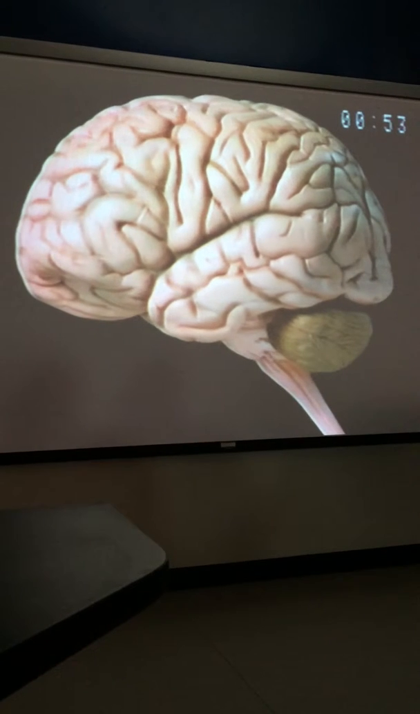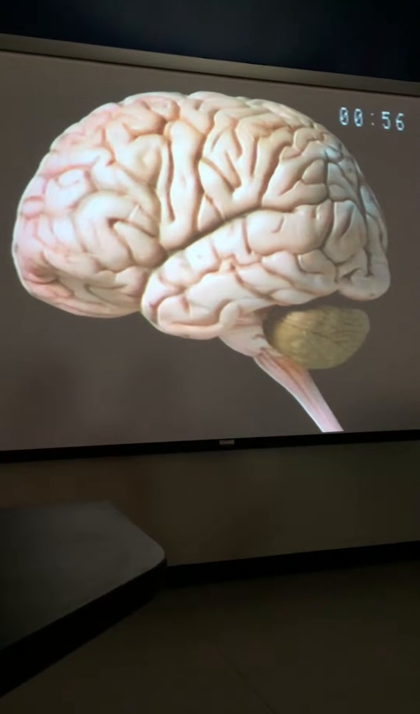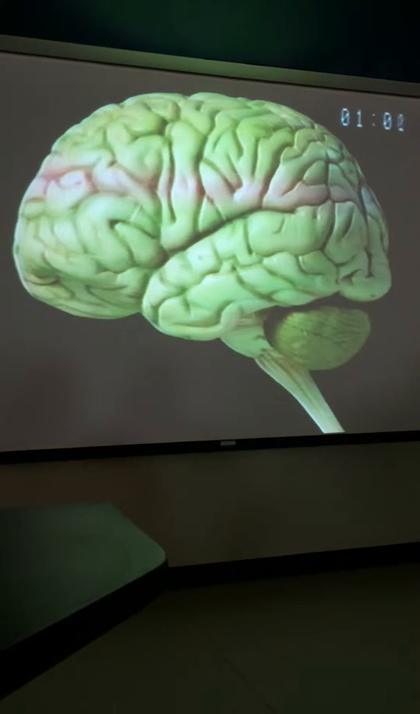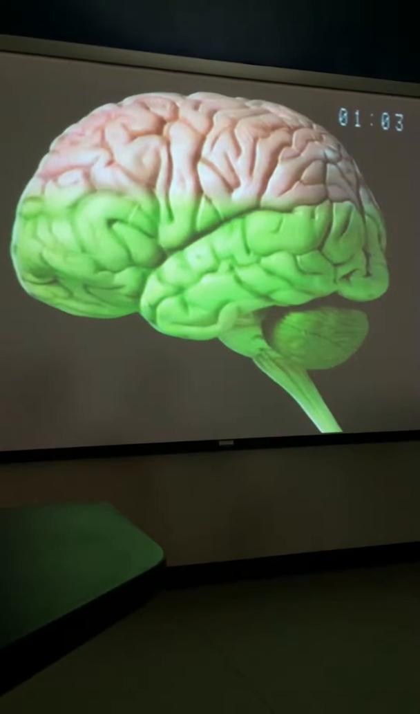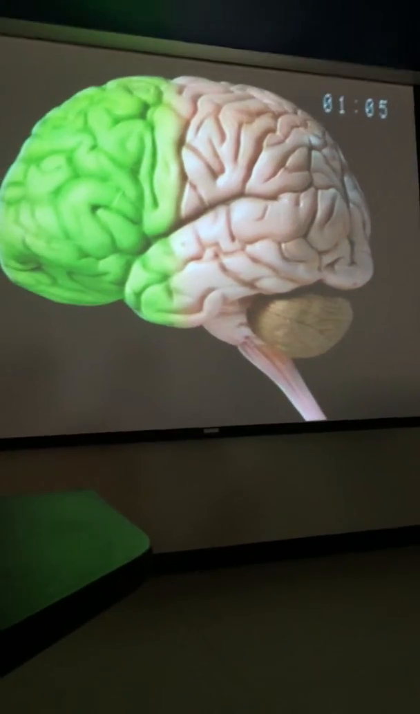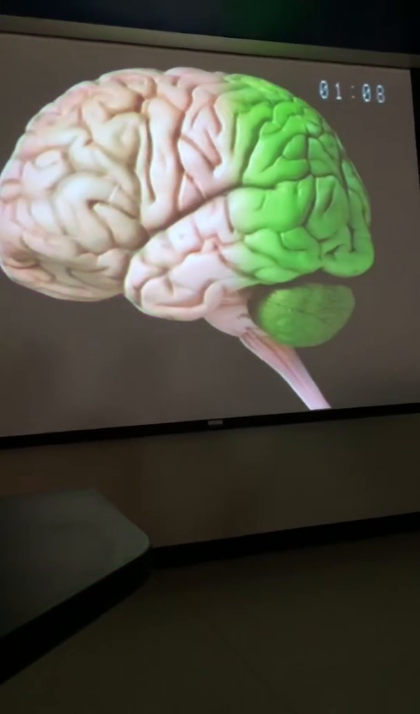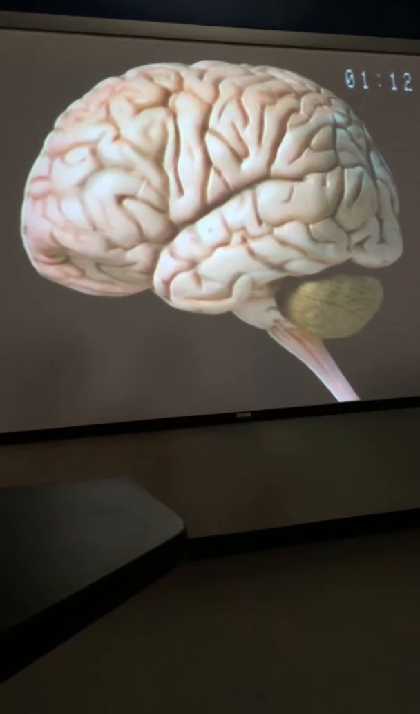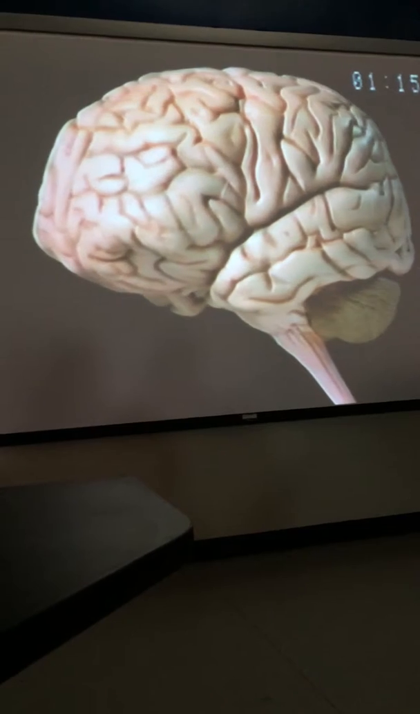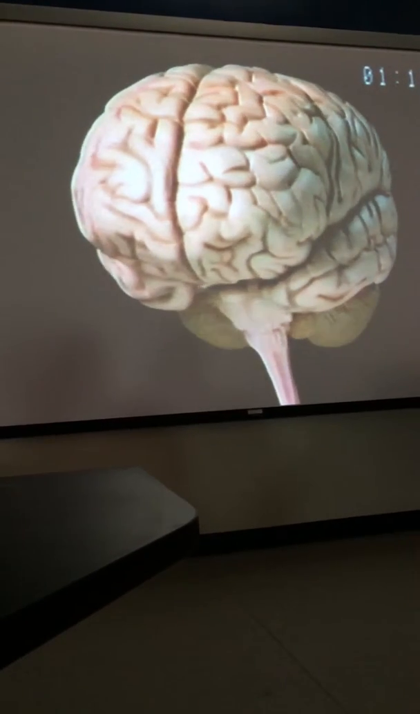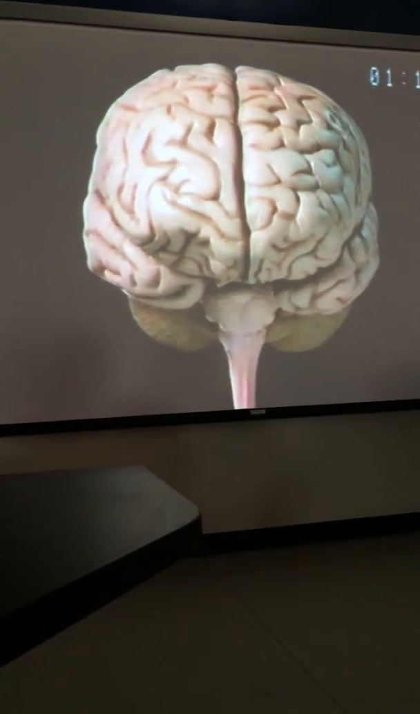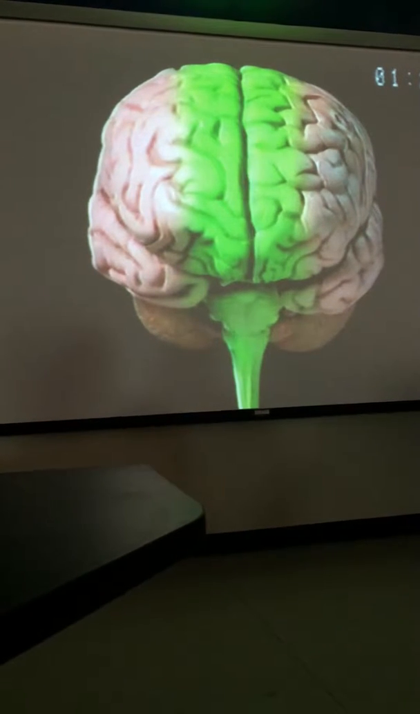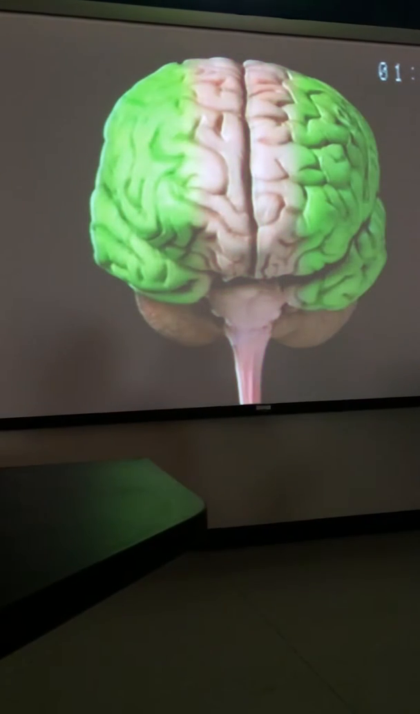To describe the relative positions of different structures, a superior structure is closer to the top of the brain than an inferior one, like the brainstem. Anterior structures are closer to the back of the head than posterior ones, like the cerebellum. For the remaining terms, you need to be facing the front of the brain. Medial describes a region close to the midline, and lateral refers to one further away from it.